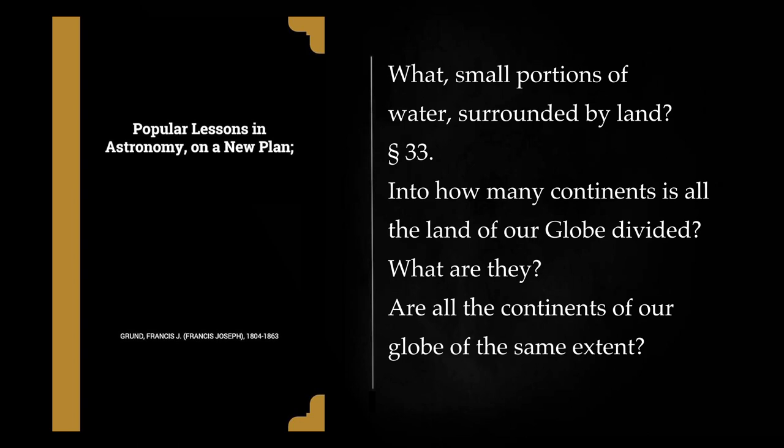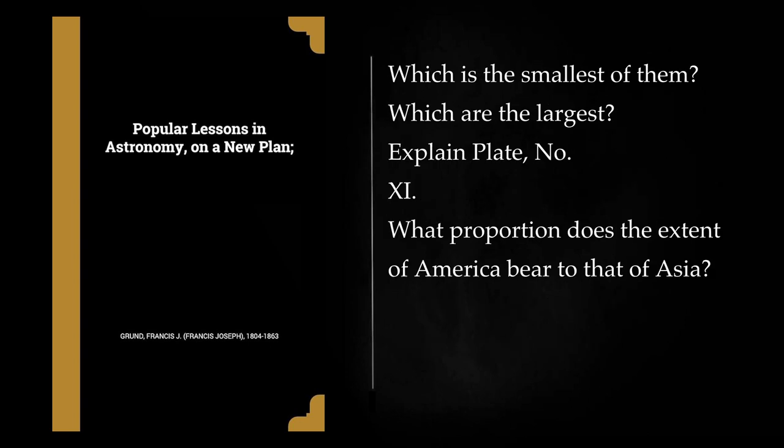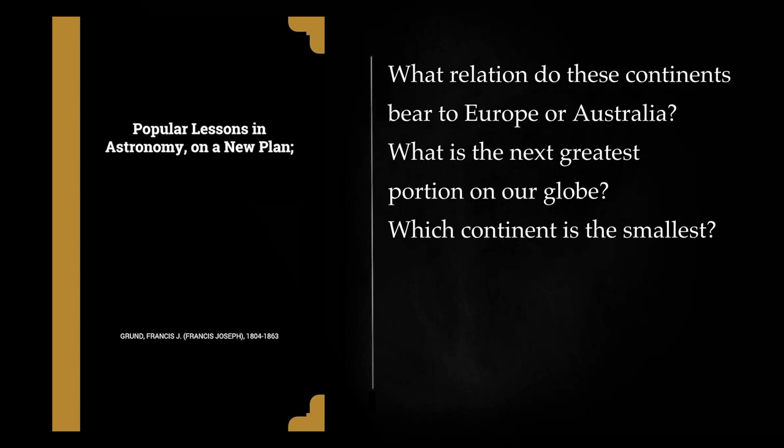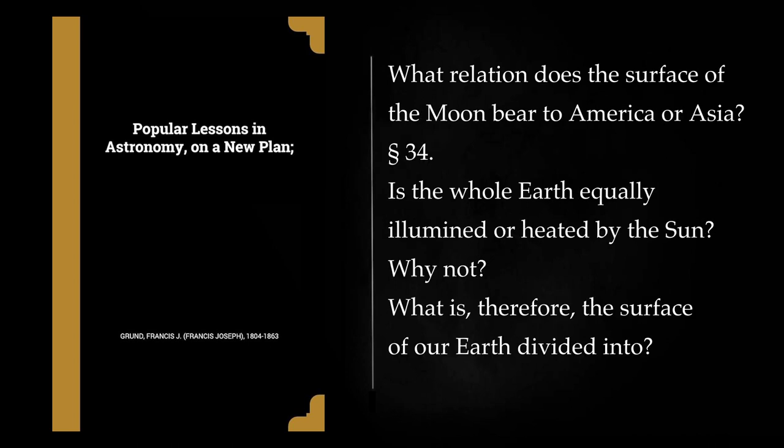Section 33. Into how many continents is all the land of our globe divided? What are they? Are all the continents of our globe of the same extent? Which is the smallest of them? Which are the largest? Explain plate No. 11. What proportion does the extent of America bear to that of Asia? What relation do these continents bear to Europe or Australia? What is the next greatest portion on our globe? Which continent is the smallest? What relation does the surface of the moon bear to America or Asia?